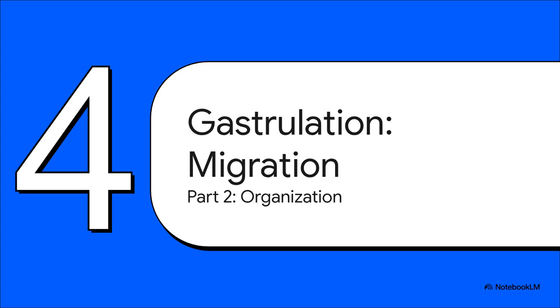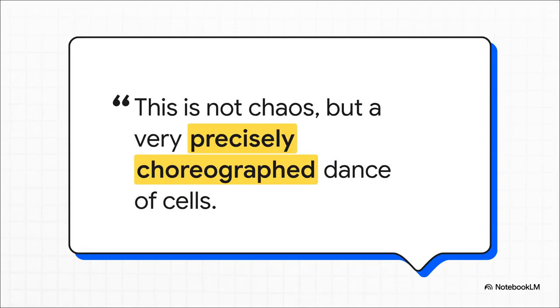And that brings us to Act 2 of our play, gastrulation, the great migration of cells. This is all about organization. This next phase involves these huge, sweeping movements of cells, rearranging themselves into distinct layers. But, and this is so important to get, this is not chaos. Not at all. It is a precisely choreographed dance where every single movement has a purpose.